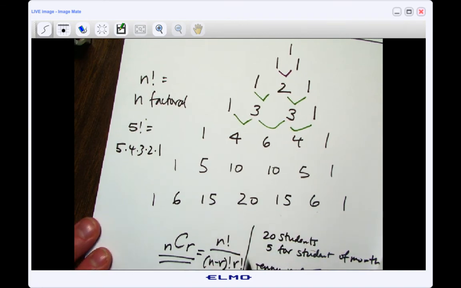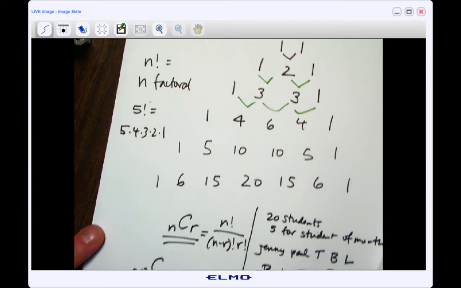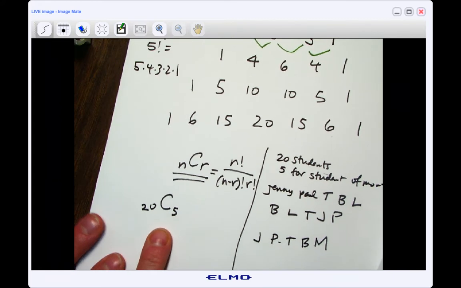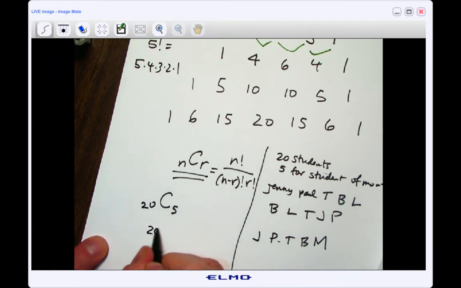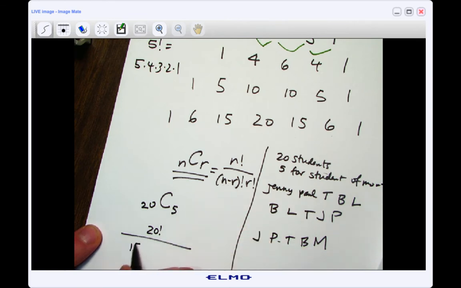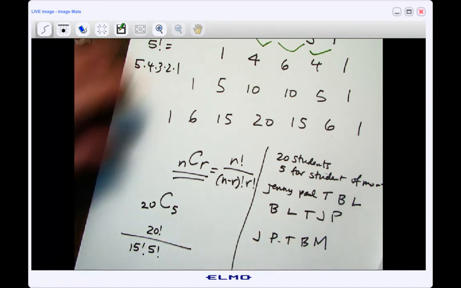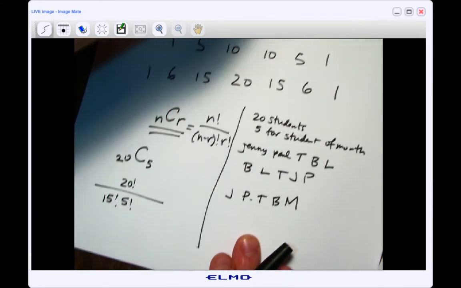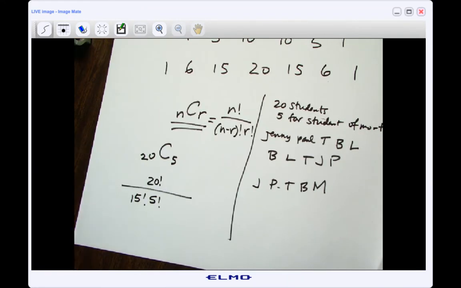So if we're looking at this and we're trying to do 20 choose 5, that's going to be 20 factorial over n minus r, so that's 15 factorial because it's 20 minus 5, times 5 factorial. Now this seems like, how would I ever do that by hand? But actually, you can simplify this a bit.